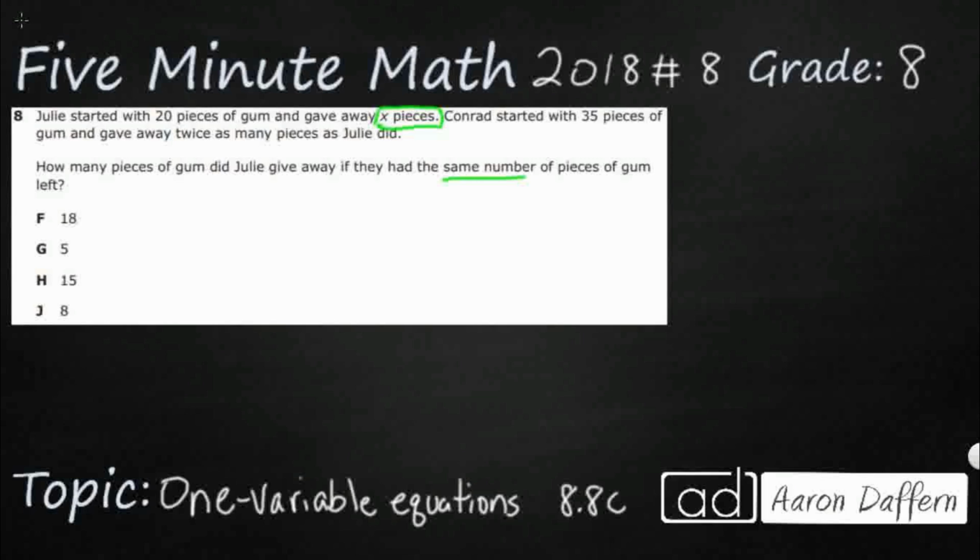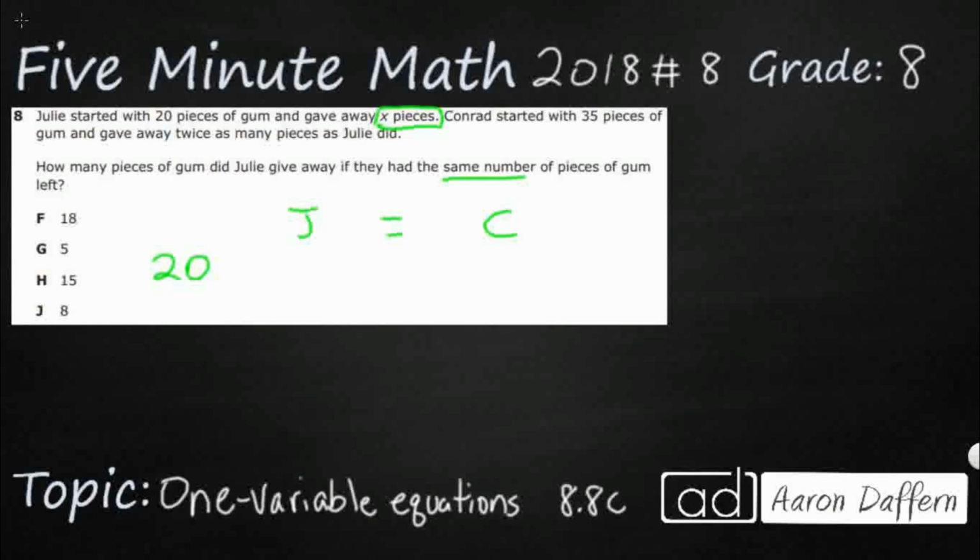So if they had the same number of pieces of gum left, this lets me know that Julie is going to end up with the same number as Conrad. So J equals C. So that's going to be my basic equation. Now let's start filling this in. What do I know about Julie? Julie started with 20 pieces of gum. All right, so that's going to be my constant. Let's just start with a 20.